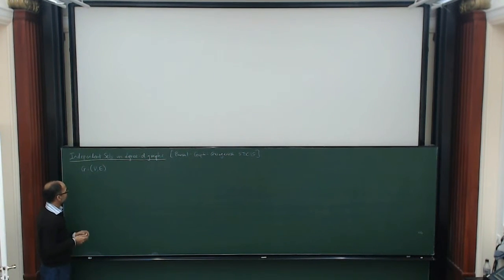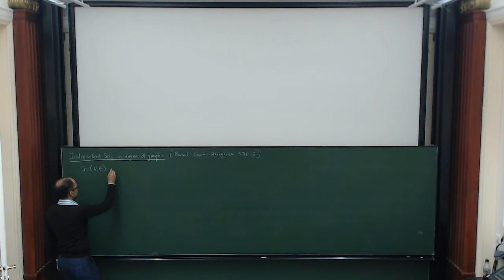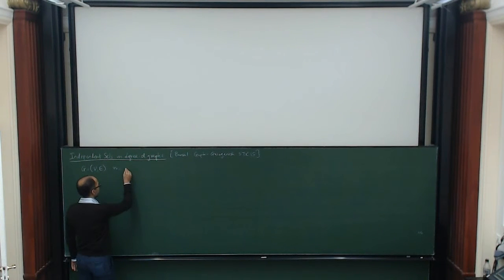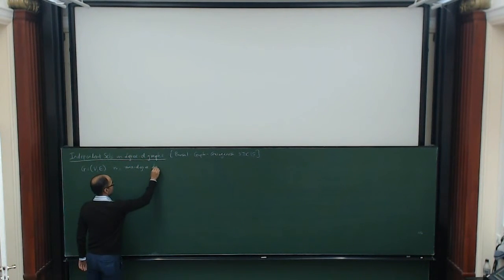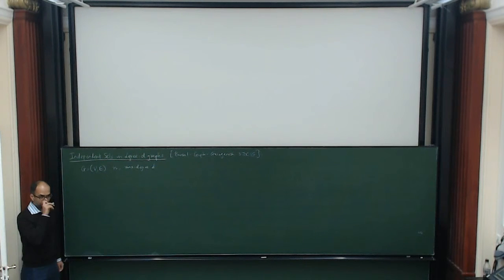an unweighted undirected graph. And you know what a stable set is, an independent set, so it's a set that induces no edge in the graph. There'll be n vertices. The number of edges is not important here. Let's say the max degree of the graph will be D. Okay, and I'm interested in approximation algorithms for this.